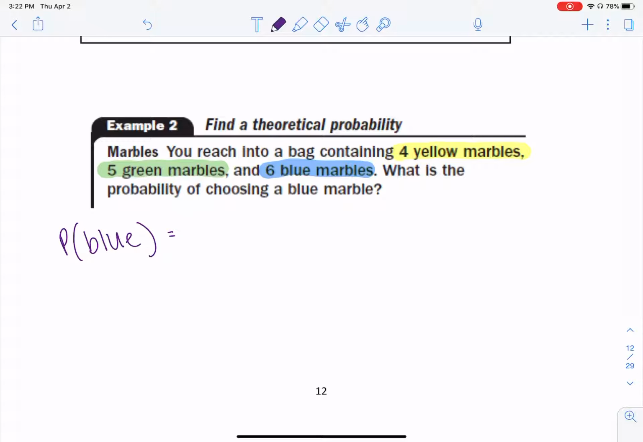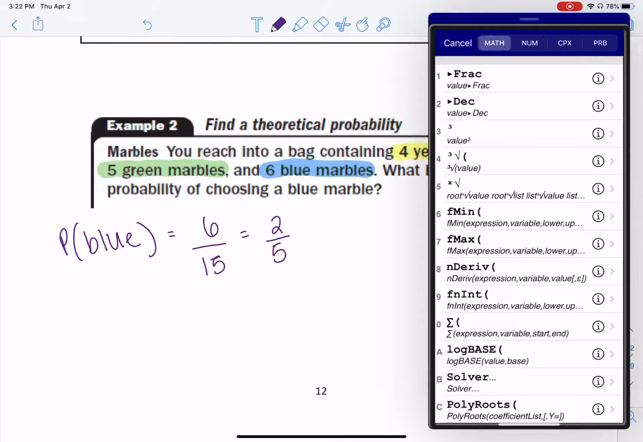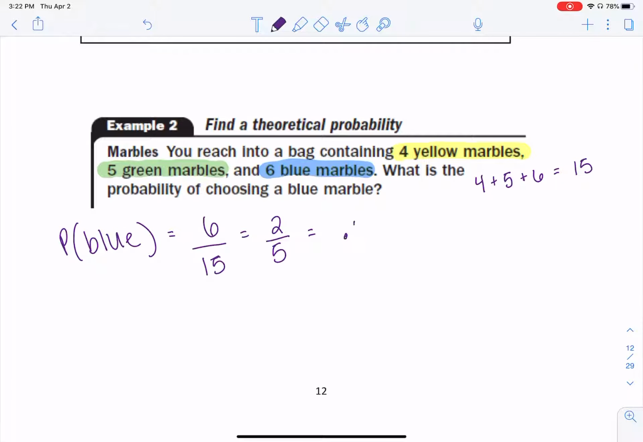So let's think about that. We know we've got 6 blue marbles, but over the total amount of marbles. So we want to take 4 plus 5 plus 6, which gives me 15. So I'm going to put a 15 under the 6. We could continue to simplify that. 6 over 15 is equal to 2/5. Or you could look at that as a percentage, which would be 0.4, which is 40%. Okay, so that's the first one. Let's go to the next page.